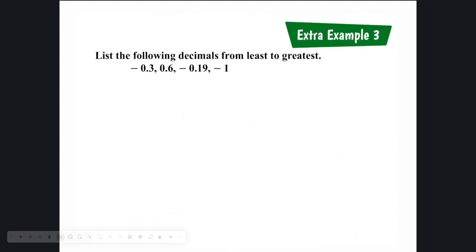Extra example 3. You'll try this problem by yourself. List the following decimals from least to greatest: negative 0.3, 0.6, negative 0.19, and negative 1. This would be a good time to pause the video. Complete the problem by yourself, then check your answer by resuming the video. The answer to this problem is negative 1, negative 0.3, negative 0.19, and 0.6.